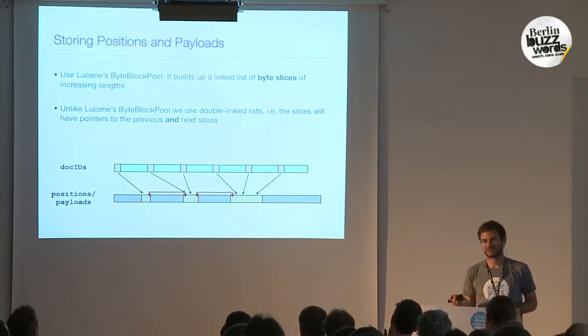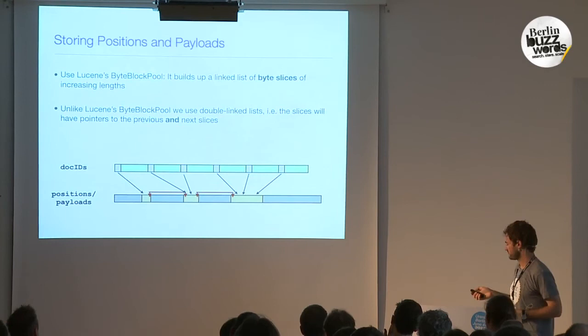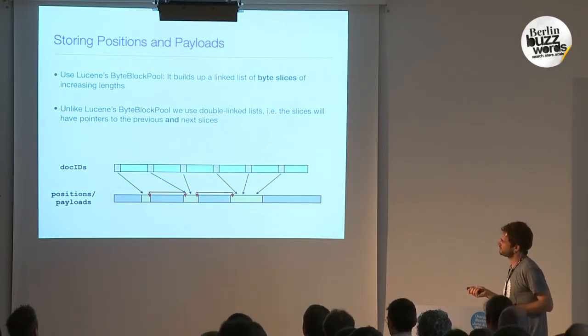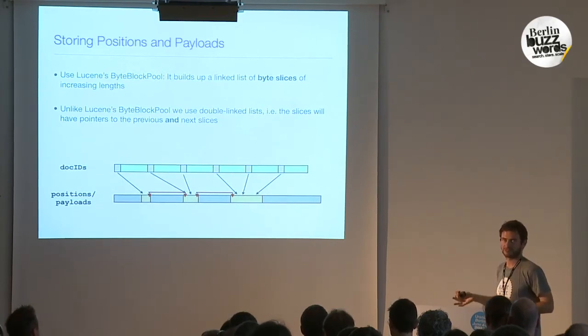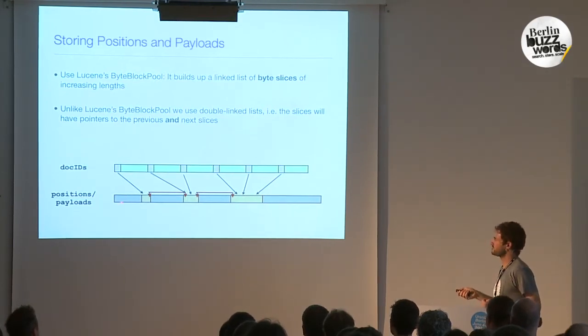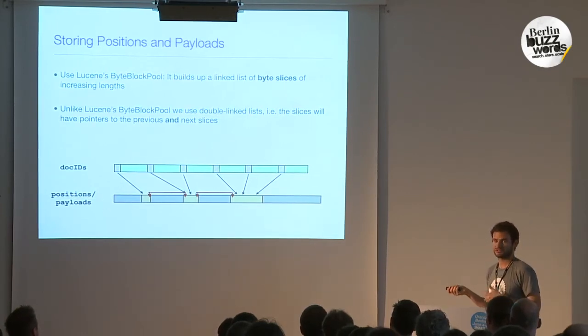That's a very similar data structure to Lucene. The standard Lucene indexing format stores positions and payloads in a second file, and we now store it in a second byte array in memory, which has positions and payloads encoded. The only difference to Lucene is the way we encode it. It's a little complicated too. There are a few corner cases that I don't have on the slide.